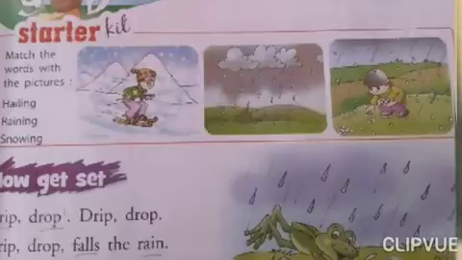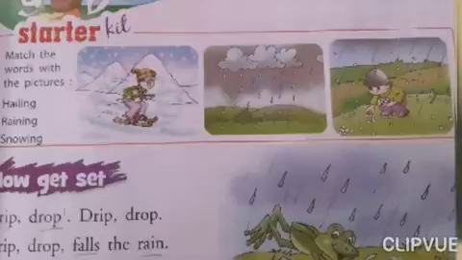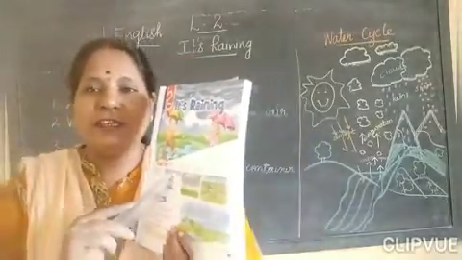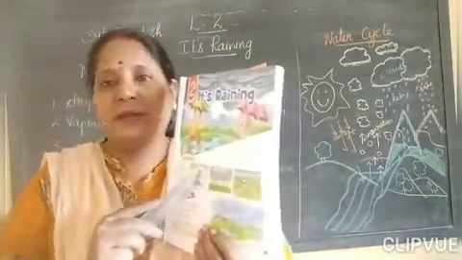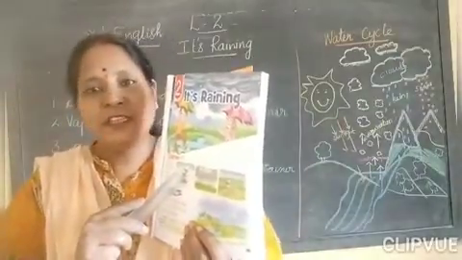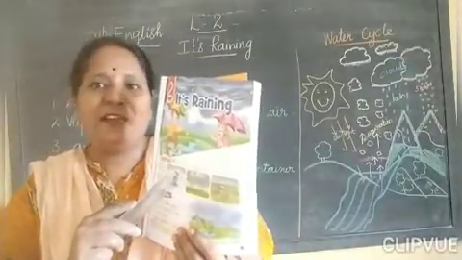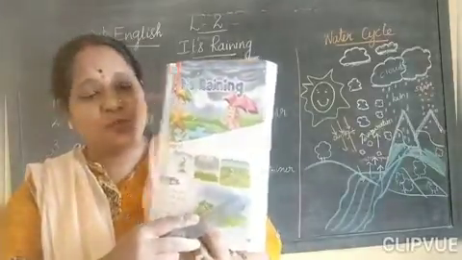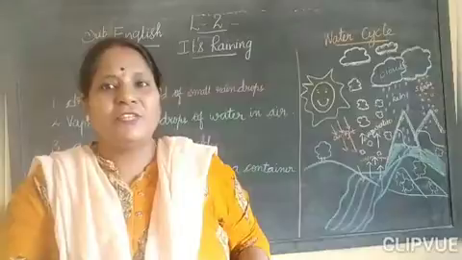So this is hailing, and next one, it is raining here, this picture. Snowing is here. All these three. Here snowing. In India, you can find it in Shimla, Darjeeling, in the north part of India, not in the south part of India where we are located. We get rain and sometimes we get hailstones also. So here we'll start reading.